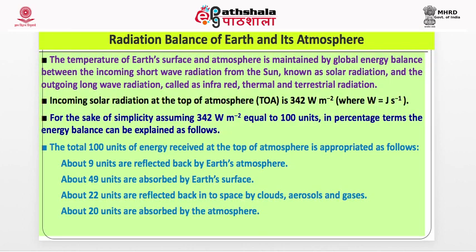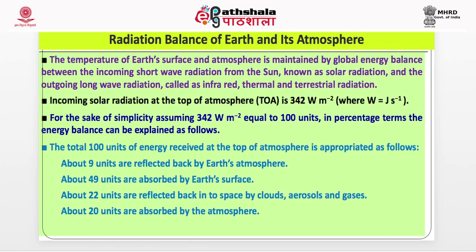Radiation balance of Earth and atmosphere, what happens? When the solar radiation comes to it, what happens to it? Remember, the solar radiation received at the top of the atmosphere, maybe 2,000 kilometer or 5,000 kilometer, whatever the maximum height is, is 342 watt per meter square. Watt is equal to joule per second. For the sake of simplicity, we can make the calculations with 342, but it becomes much easier if we assume it to be 100. 100 units is received, remembering that 100 units is equal to 342 watt per meter square. In percentage terms, now things can be explained easily.